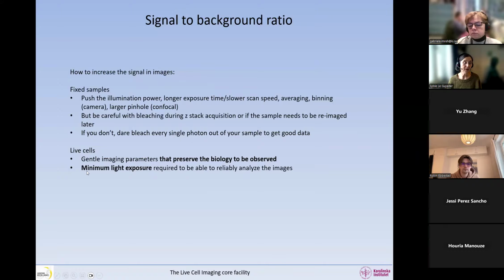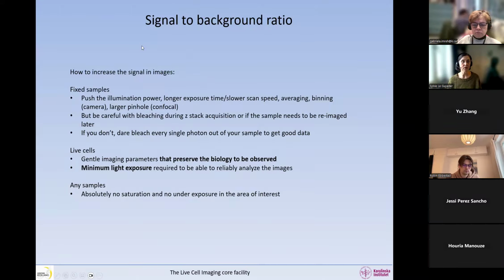And then we want to have the minimum light exposure to have the minimum phototoxicity. Minimum light exposure required to be able to reliably analyze the image, so acquire reliable data. Okay, so we put just enough, and forget about beautiful images. We just want reliable data. And for any sample, fixed or live, we need to have absolutely no saturation and no underexposure in the area of interest. Okay, so we're going to talk again about saturation and exposure today. So this is the way to increase the signal, but we need to be careful with that.